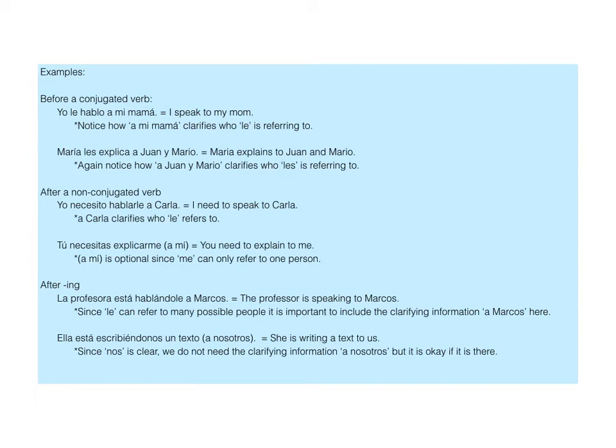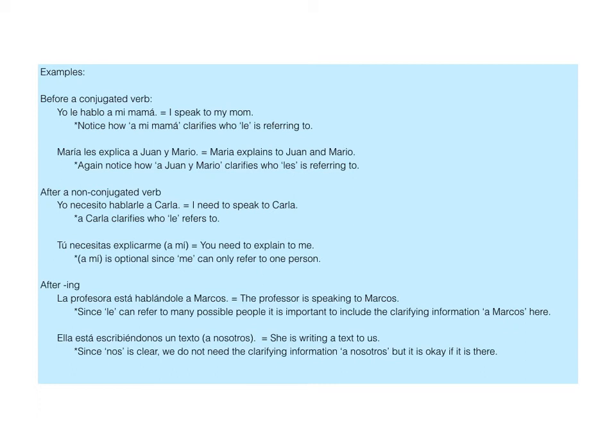Okay, so we can use these pronouns after a non-conjugated verb. So yo necesito hablarle a Carla. I need to speak to Carla. A Carla clarifies who le is referring to. Now notice how we have two verbs, necesito and hablar. So since I have two verbs and my second one, hablar, is not conjugated, I can choose to put my pronoun at the end of that verb. So yo necesito hablarle a Carla.